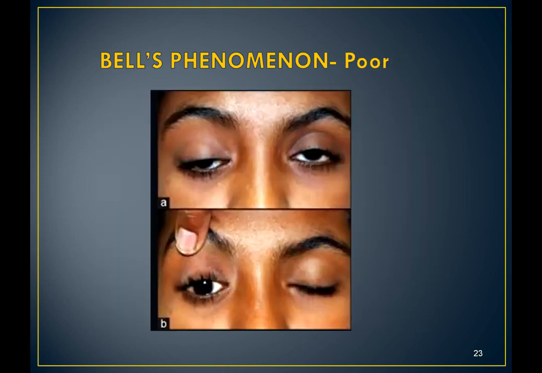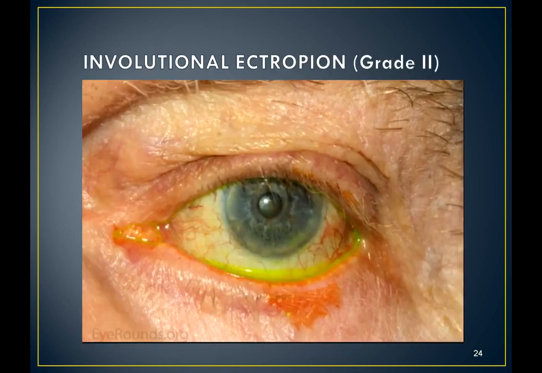In this patient, the phenomenon is poor. We have asked the patient to close the eyes, and when we elevate the lid of the right eye, the cornea is at its normal place, it is not going up and out. So this patient is more prone to damage of the cornea in case of exposure. So Bell's phenomenon is important to prevent any exposure damage to the cornea in case of eyelid exposure.